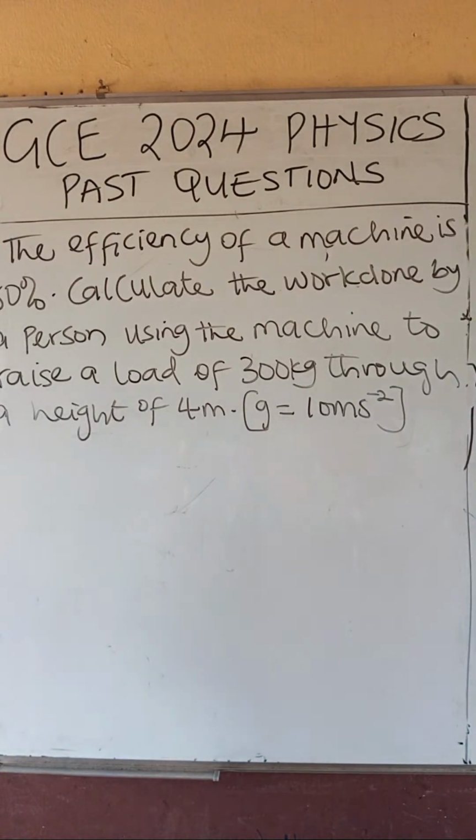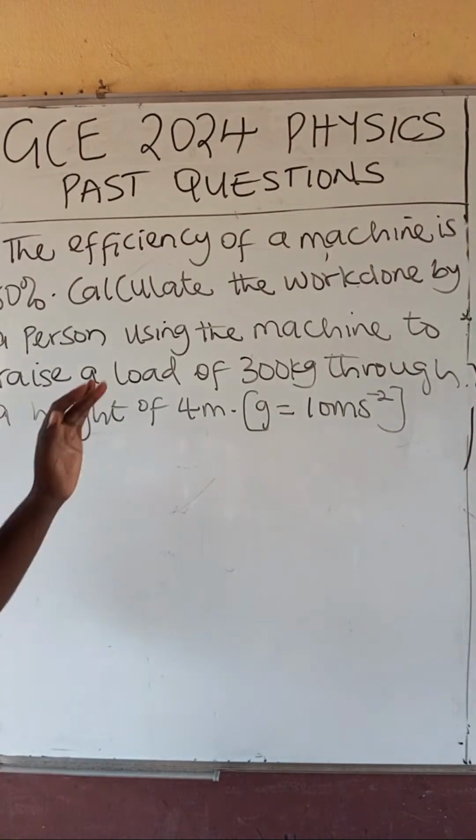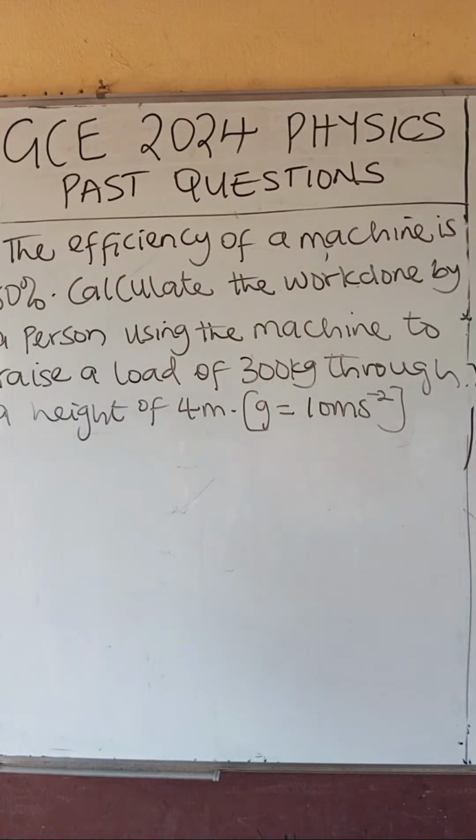All right, so let's look at this example. The efficiency of a machine is 80%. Calculate the work done by a person using the machine to raise a load of 300 kilograms through a height of 4 meters. And I'm giving g to be 10 meters per second square, okay?